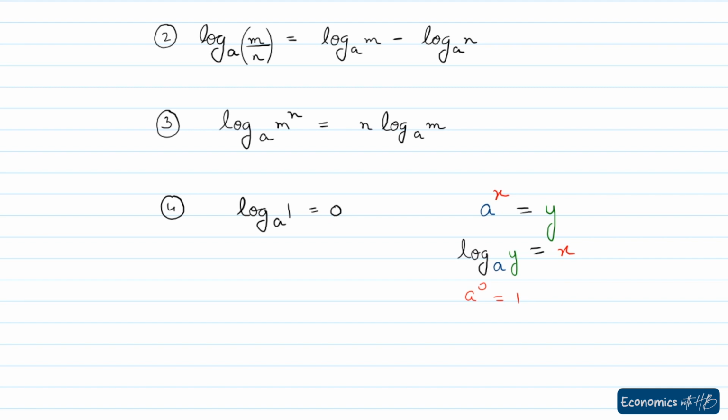So, if you put x is equal to 0 and y is equal to 1, in this equation, log y to the base a is equal to x, you get log 1 to the base a is equal to 0, which proves our fourth property.